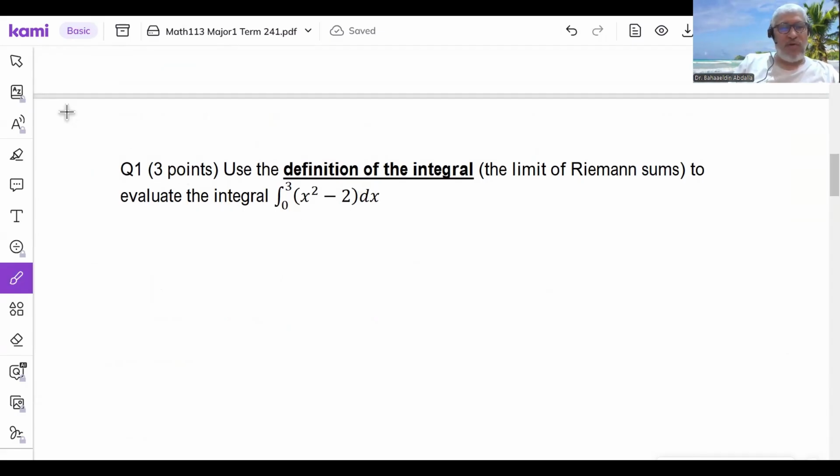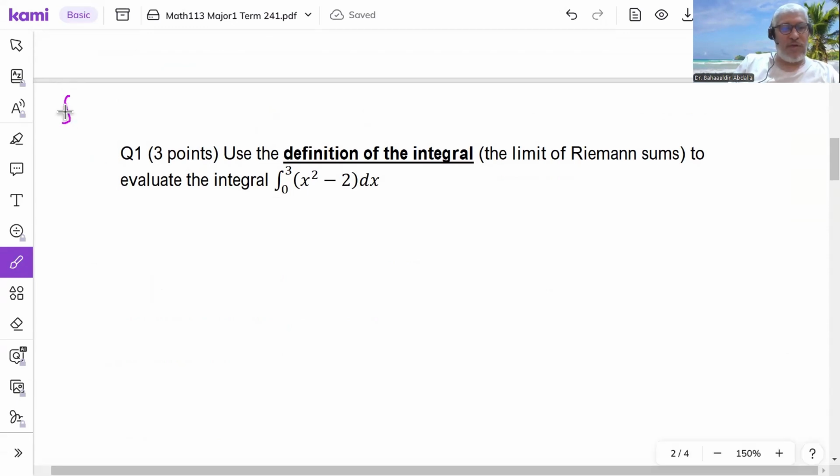So we have a formula. The definition of the integral says that the integral of f of x dx from a to b is equal to the limit as n goes to infinity of the summation i from 1 to n of f of x_i times delta x. This is the definition of the definite integral as a limit of Riemann sums. So this is the Riemann sum, and this is the limit.